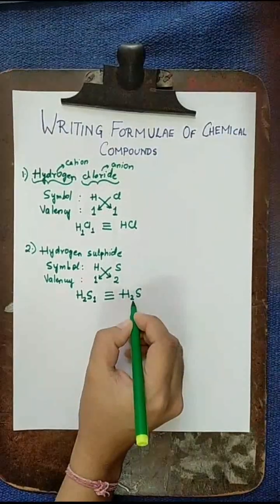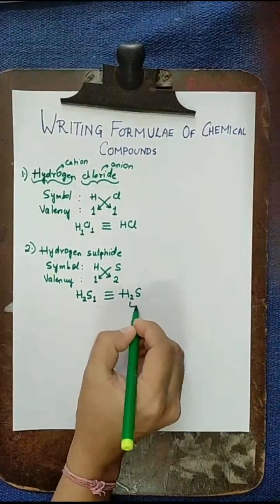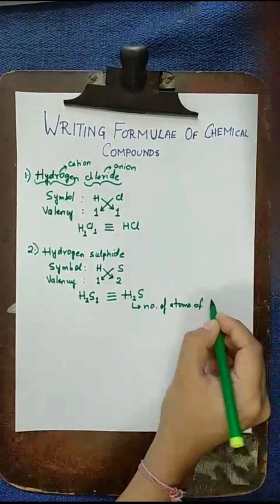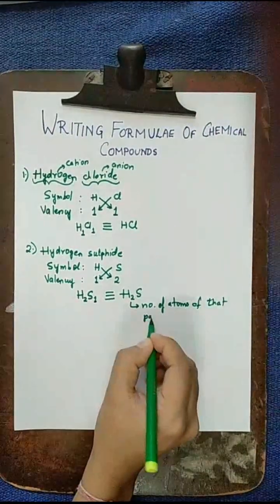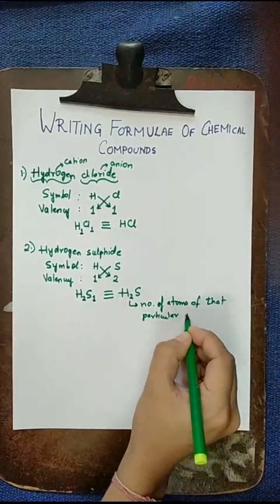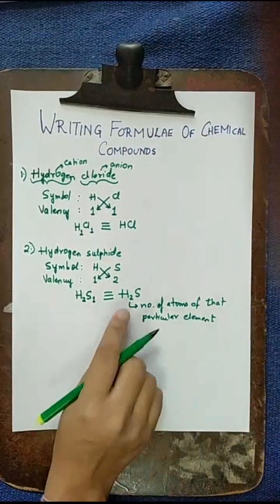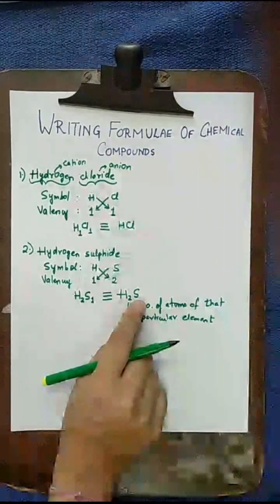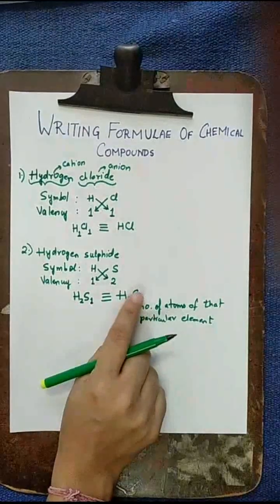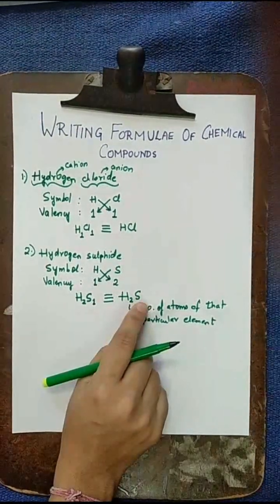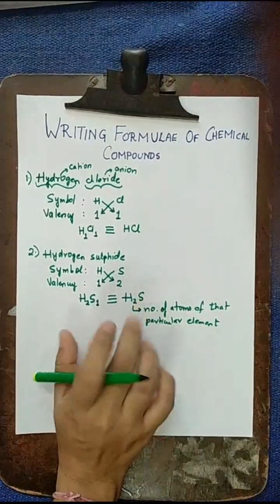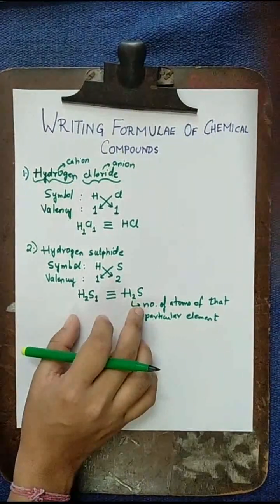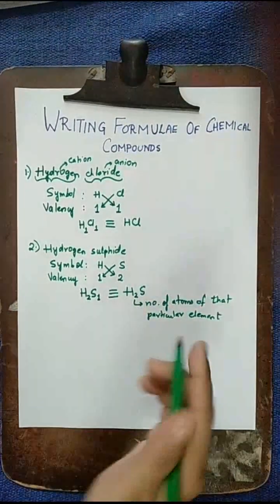Here the subscript 2 always indicates the number of atoms of that particular element. So here 2 means there are 2 hydrogens in this particular compound, and S has a subscript of 1, which means there is only 1 atom of sulfur involved in this particular compound. So this is how you write chemical formulae for different compounds. Not only this, we can take the examples of various others.